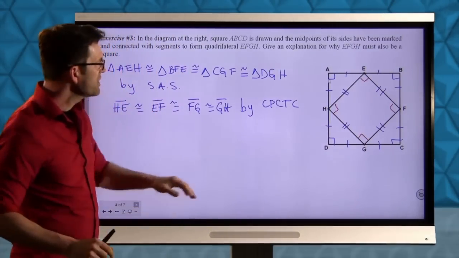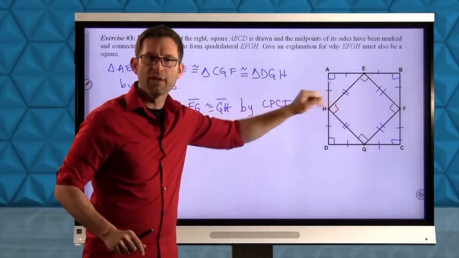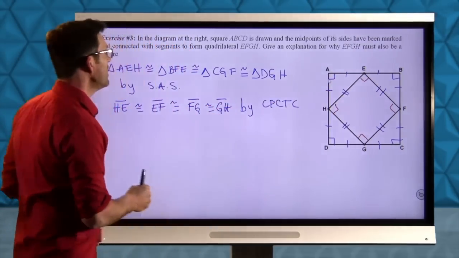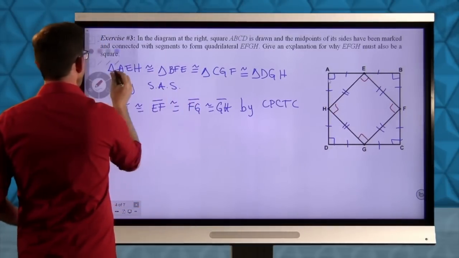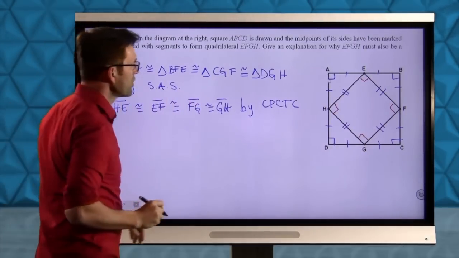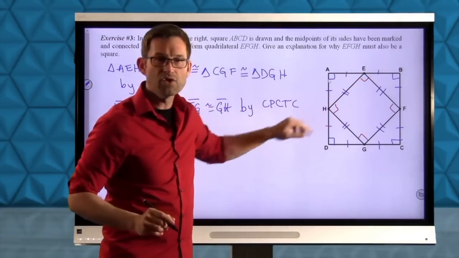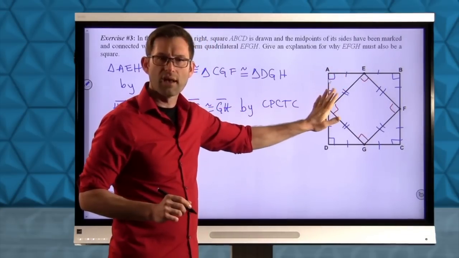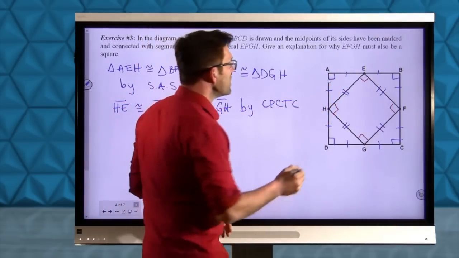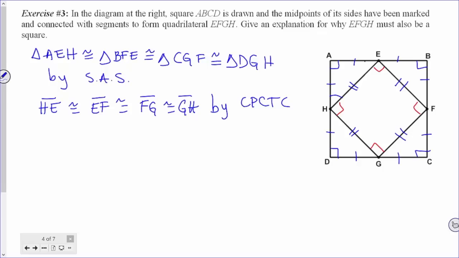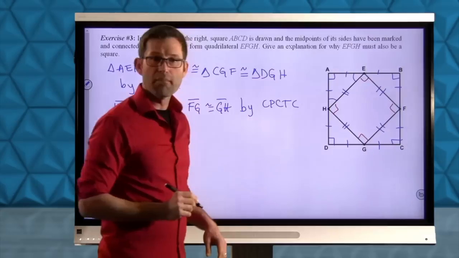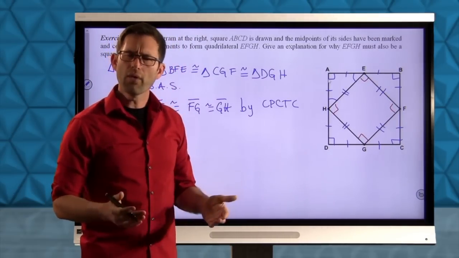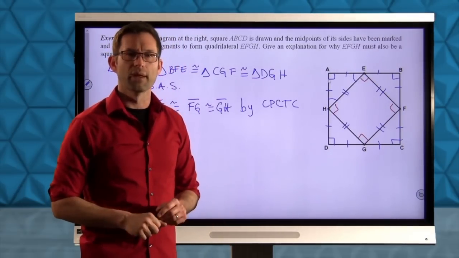But let's re-examine maybe one of these little right triangles, right? So if we're thinking about triangle AEH, go back to blue, right? If we're looking at triangle AEH, then this thing is an isosceles right triangle, which means these two angles have to be the same measure, right? The base angles of an isosceles triangle are congruent. And what do they both have to be? Think about that for a minute.